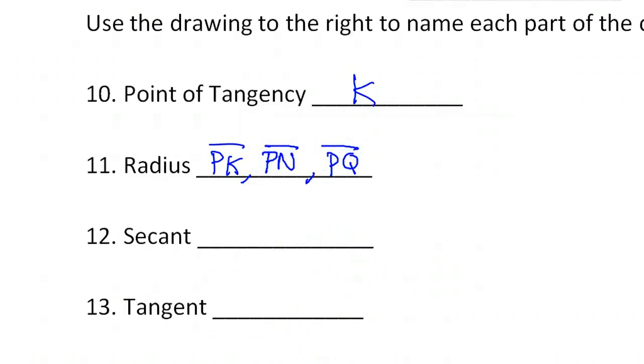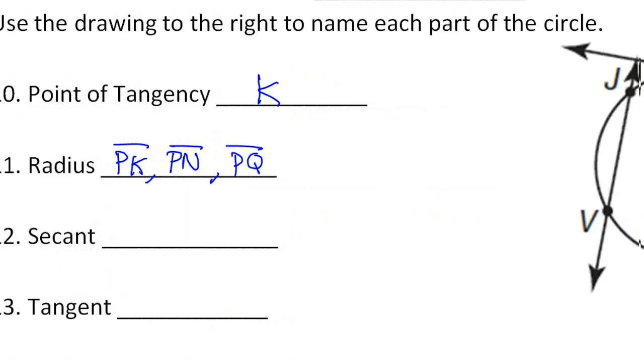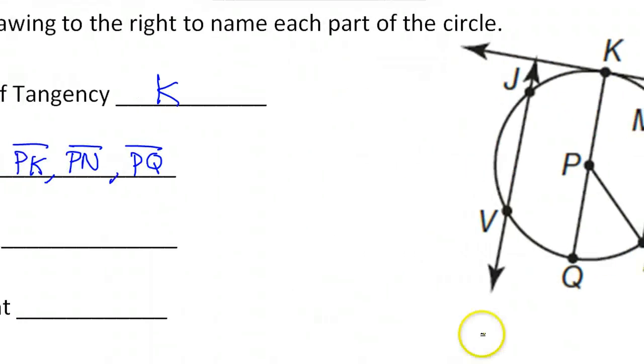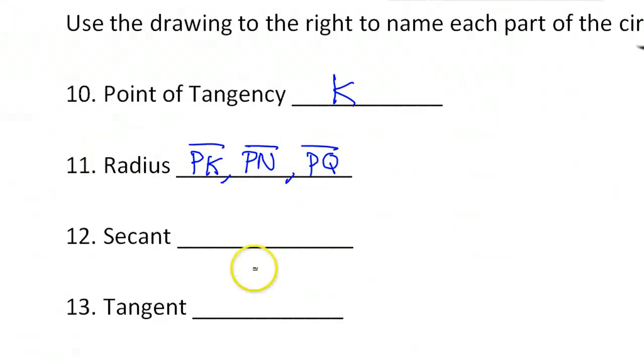Alright, those are the obvious ones, but there are even more than that. So secant. A secant is a line passing through the interior of a circle. Okay, so an obvious one would be VJ. Alright, line VJ. But technically you could have said line PN or line NM or line KM. There's like several of them that you could have named. But this is the only one that's shown as a line. So line VJ or JV.